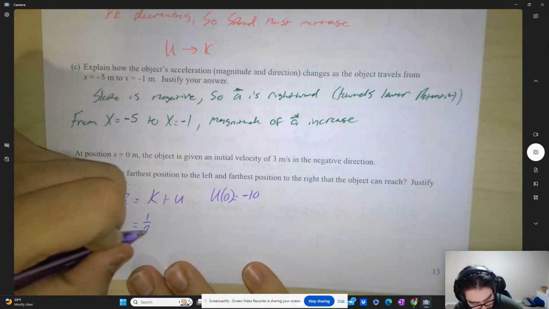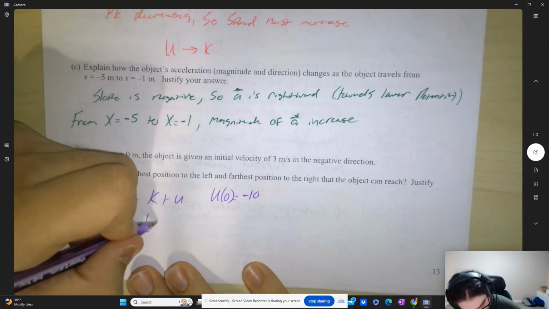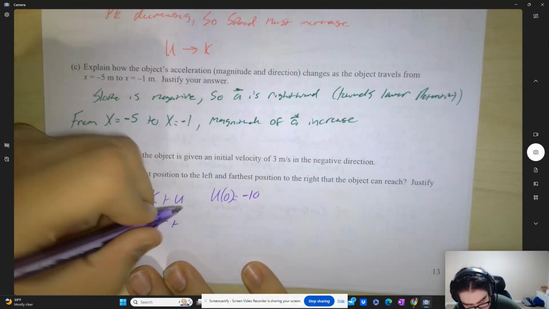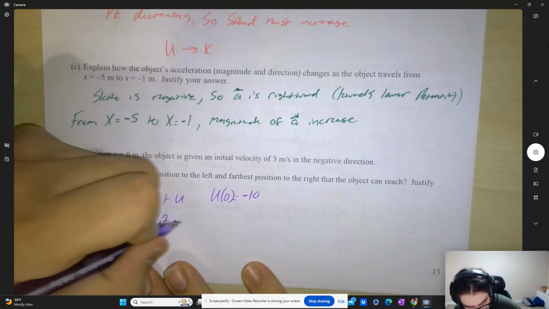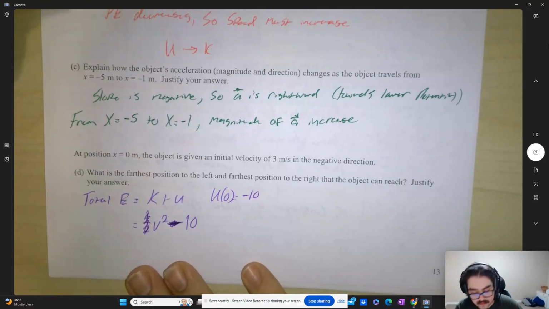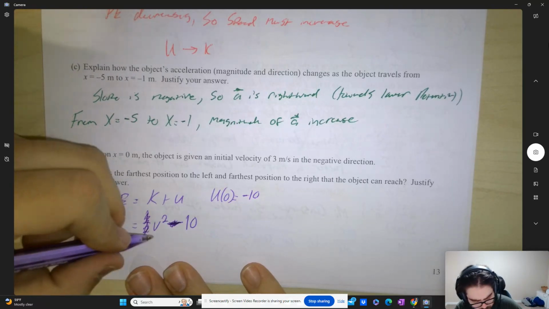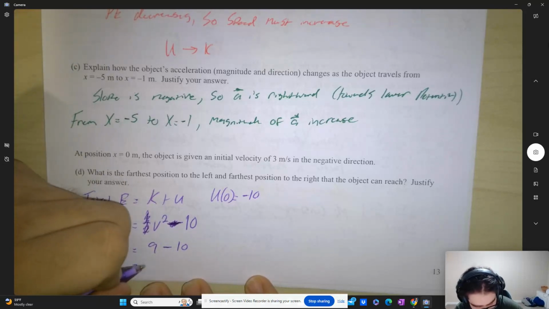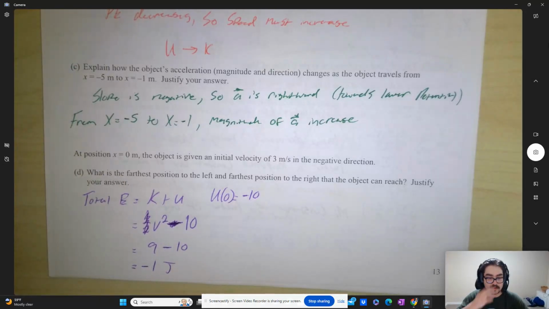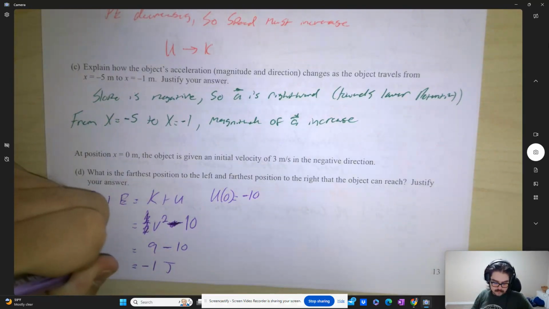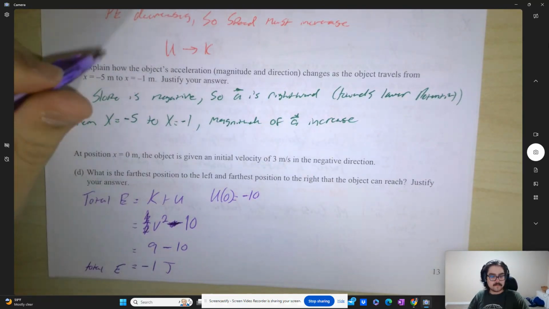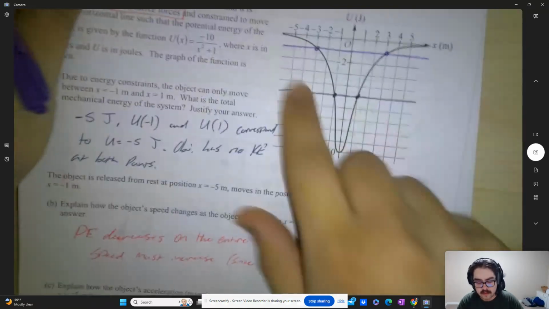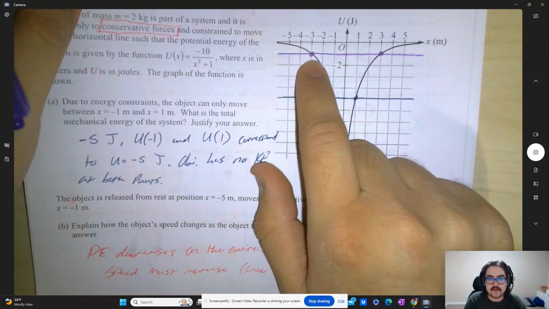So then I'm going to do 1/2. The mass is 2, so that's just going to cancel this out to give you 1. So then you get v squared, or sorry, this is actually being minus, -10. And sorry, I'm given v squared. That's 9 minus 10. So I should end up getting -1 joules for total E. Okay, -1 joules. So therefore, if the total energy is -1, I need to find the 2 points right here. And so I've got -3 and 3.